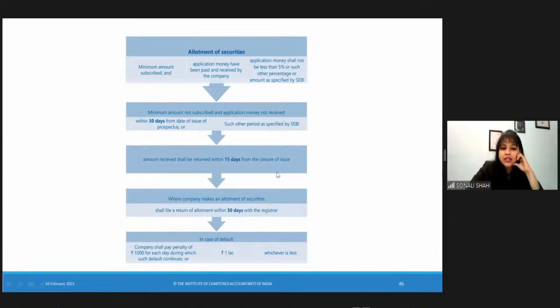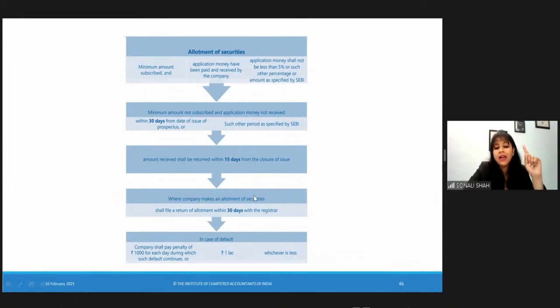If you see this chart here, for allotment of securities, the first requirement is subscription of minimum amount, the minimum application money has to be received. If it is done, either the shares will be allotted or they will not. If the minimum requirement has been received within 30 days from the issue of prospectus, then shares will be allotted. If not, the amount that has been received has to be returned within 15 days of the closure of issue. Whenever a company makes an allotment of securities, it will have to file a return of allotment within 30 days.